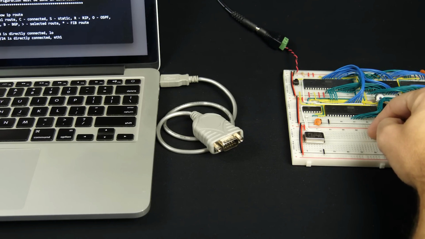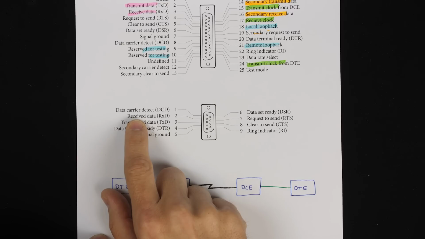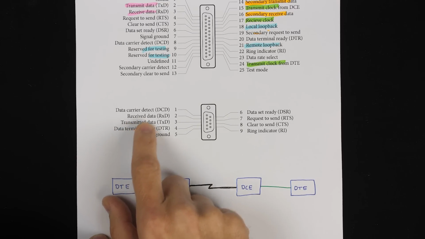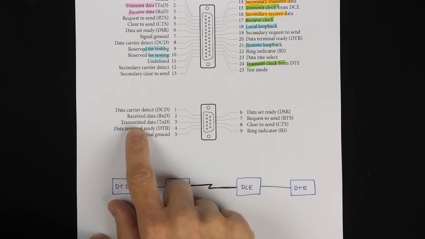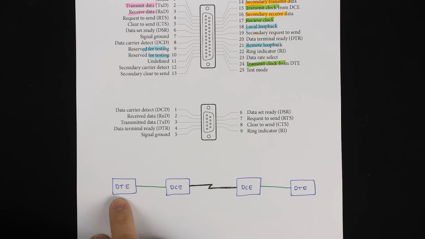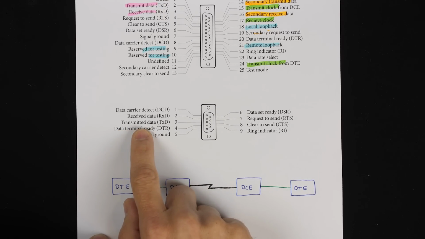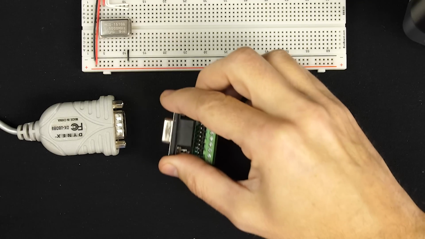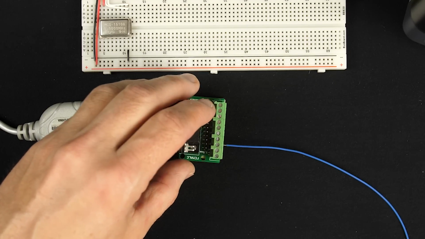And it's important because the different pins are defined as going in particular directions, like received data on pin 2 or transmitted data on pin 3. All these terms are defined by the standard from the perspective of the DTE. So transmitted data on pin 3 would be data transmitted by the DTE, or in my case, the laptop, and received by the DCE, or the breadboard computer. In fact, I can hook an oscilloscope up to pin 3 to see what data is transmitted.